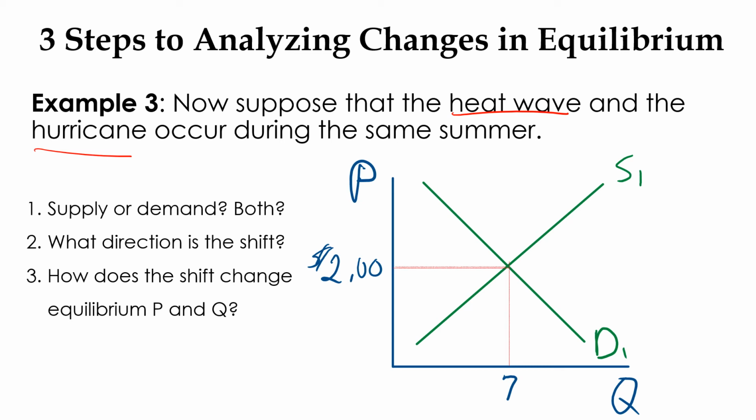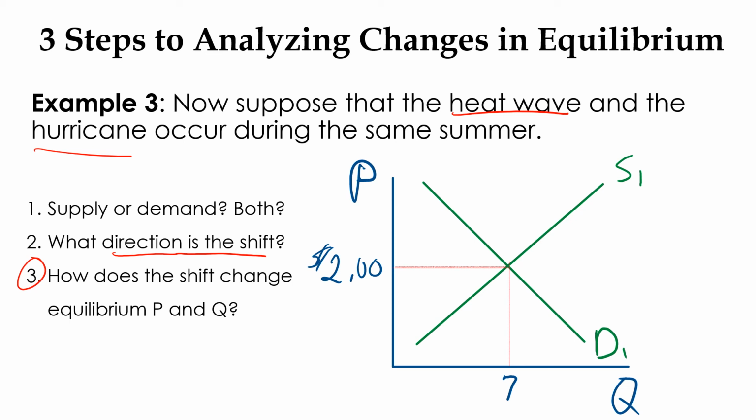All right, so the demand curve is going to shift to the right, and the supply curve is going to shift to the left. All right, but the big burning question in this case is, how does the shift change the equilibrium price and quantity? And that really depends on the magnitude of the shifts.